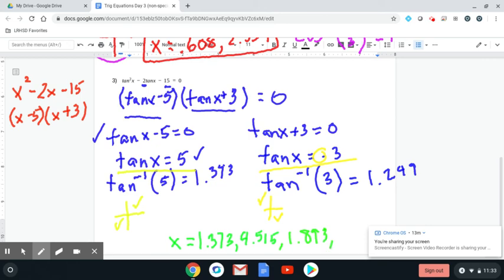If I want to get quadrant 4, I do the same thing, but now I'm taking 2 pi. So 2 pi minus 1.249 gives me a value of 5.034. All right, so in this case, I would have 4 different answers because I was, again, in 4 different quadrants on the left and the right-hand side.